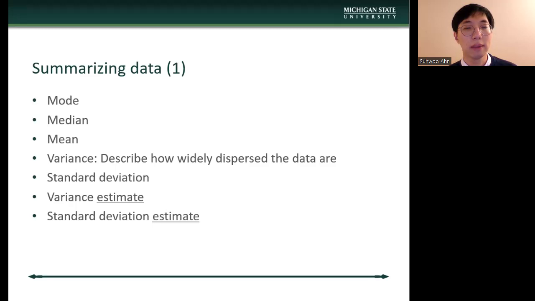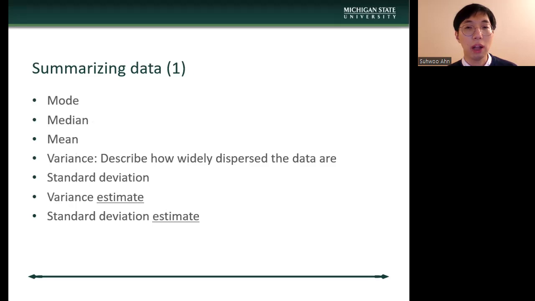The median is the middle value in the ranked distribution of the values. The mean is just the average. So when you calculate the mean, you will sum the values and divide it by the total number of observations. Also, we learned about variance.